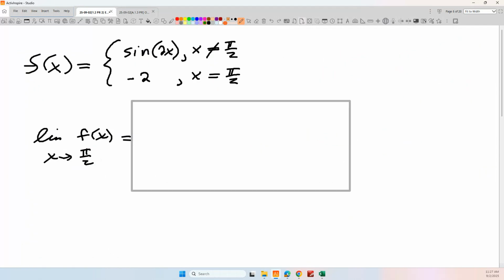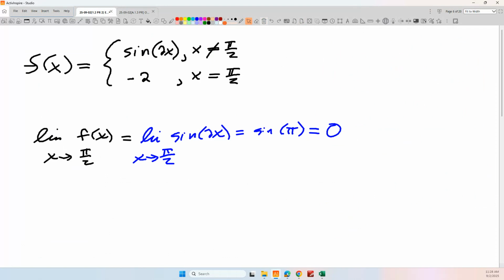Okay, what about this guy? What if I want to take the limit of f of x as x approaches pi over 2? You just do the top, right? We're going to evaluate the top function. We just take the limit of sine of 2x as x approaches pi halves, and I evaluate that directly. The sine of 2 times pi halves is the sine of pi. And what's the sine of pi? 0, right? Remember how that works. Unit circle.